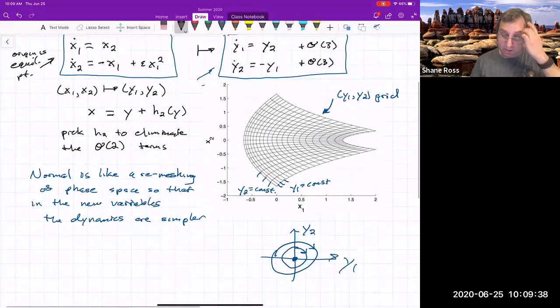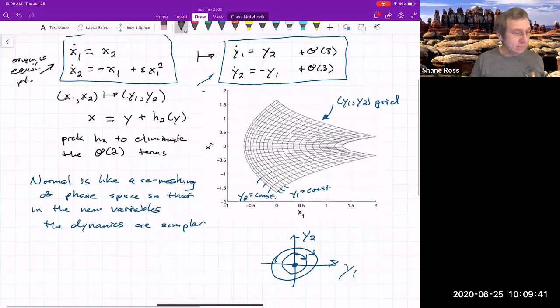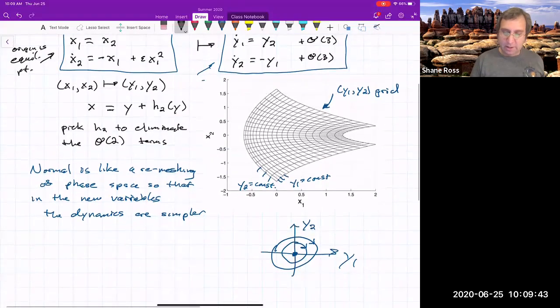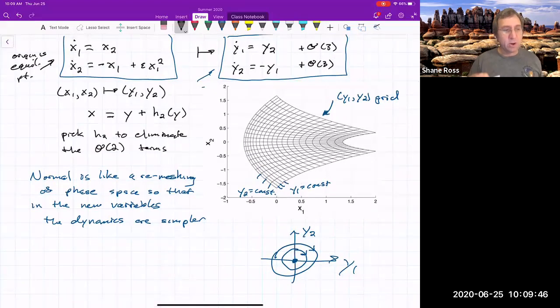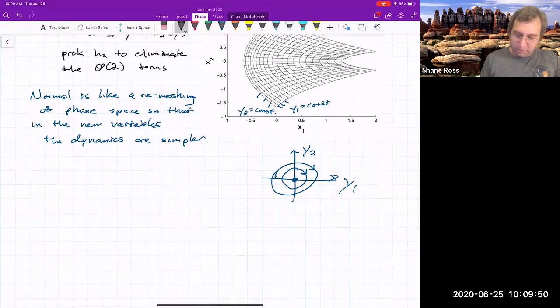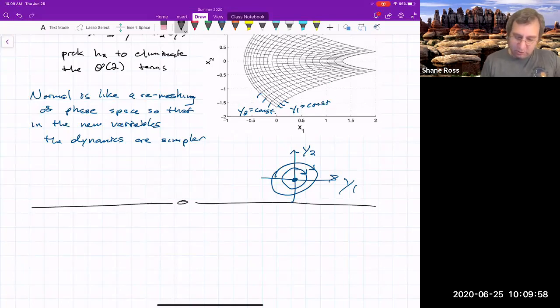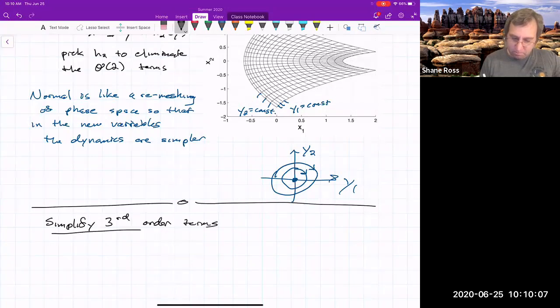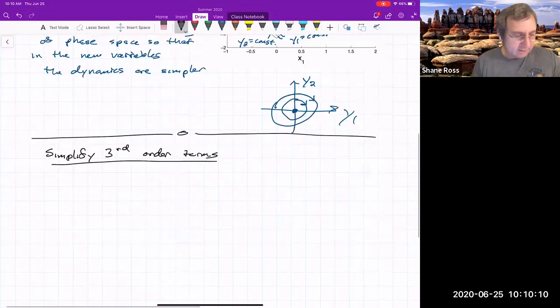Okay. Since I did mention transforming to eliminate and simplify the third order terms, I'm going to cover that and then we'll go into the example. If you remember yesterday, we talked about simplifying the second order terms, and you could just continue that process. So you could simplify the third order terms and the fourth order terms. But let's look at this because it's needed for what we're going to do next.